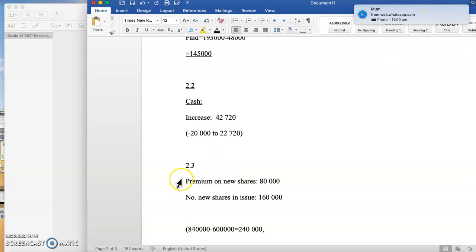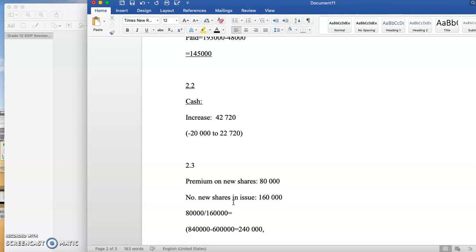We have a premium on all new shares and we have the number of shares. Now we have to divide this 80,000 divided by 160,000 and we're going to get 0.5 or 50 cents.